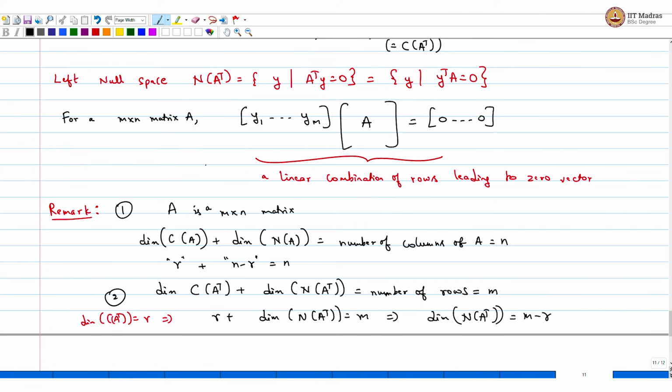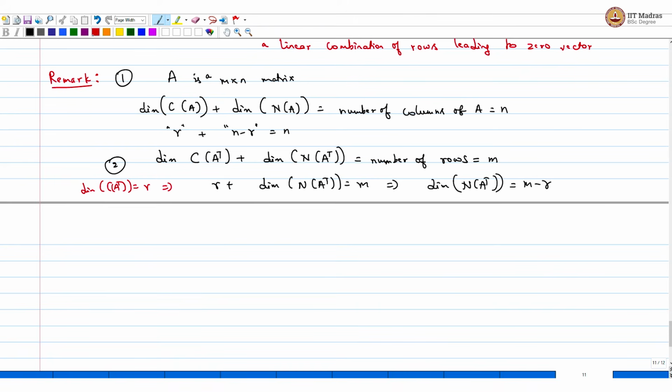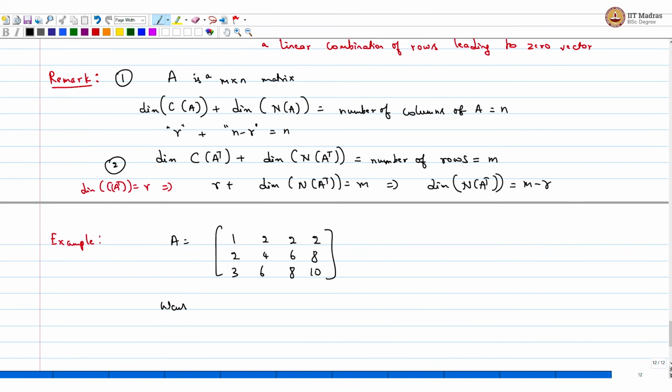Let's take a simple example. By hand we can calculate this without going through Gaussian elimination. Imagine A is 1, 2, 2, 2, 4, 6, 8, 3, 6, 8, 10. Then I want a linear combination of the rows. What I want is y transpose A equals 0.